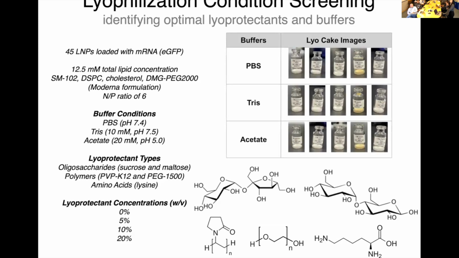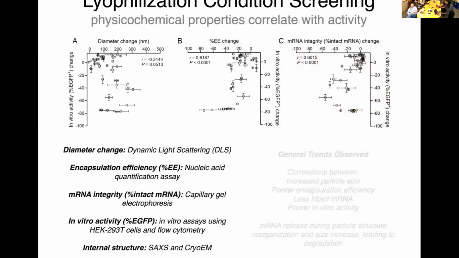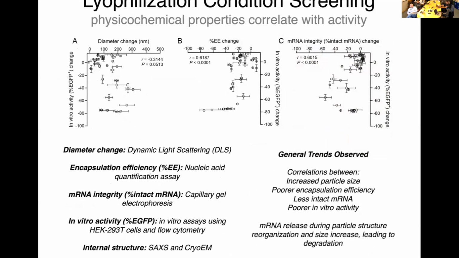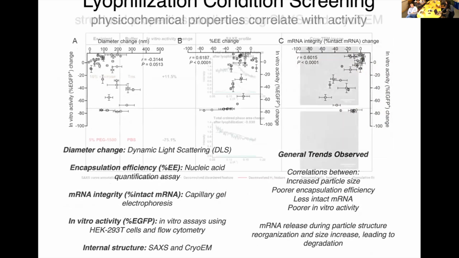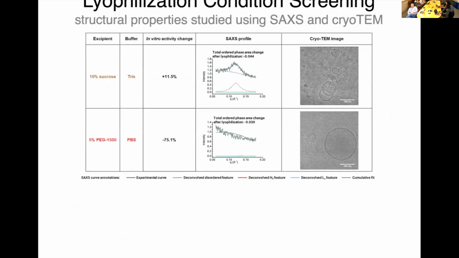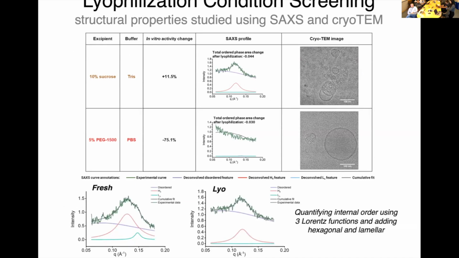And just for fun, I have an example of what these cakes look like afterwards, which look like little discs with different colors. Pretty similarly to my first example, we complemented this with a lot of different techniques to try to correlate with activity and structure. Generally, increased particle size leads to poorer encapsulation efficiency, less intact mRNA. But I want to dive more into the structure of how we were able to utilize SAXS and cryo-TEM together.